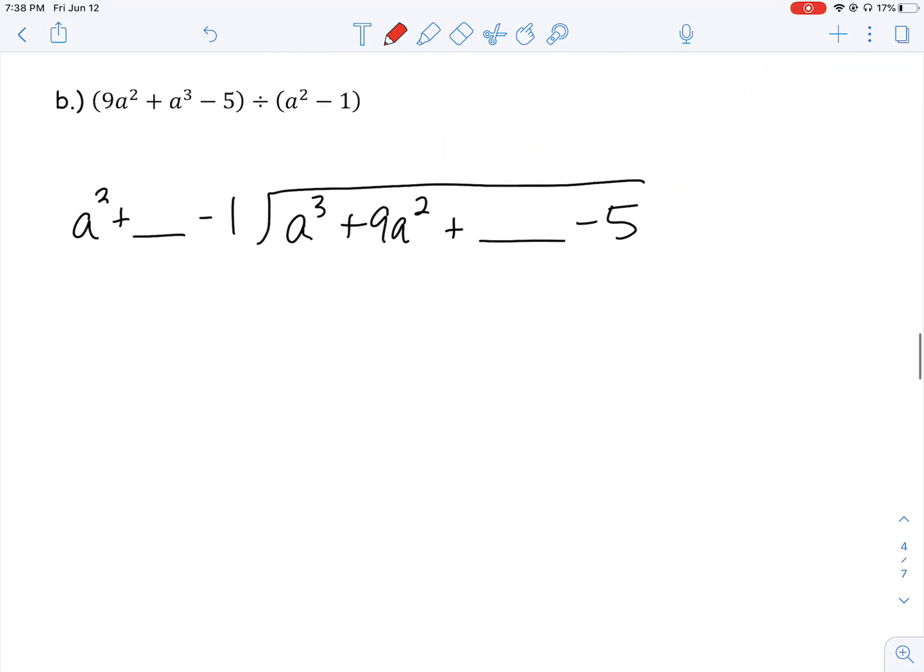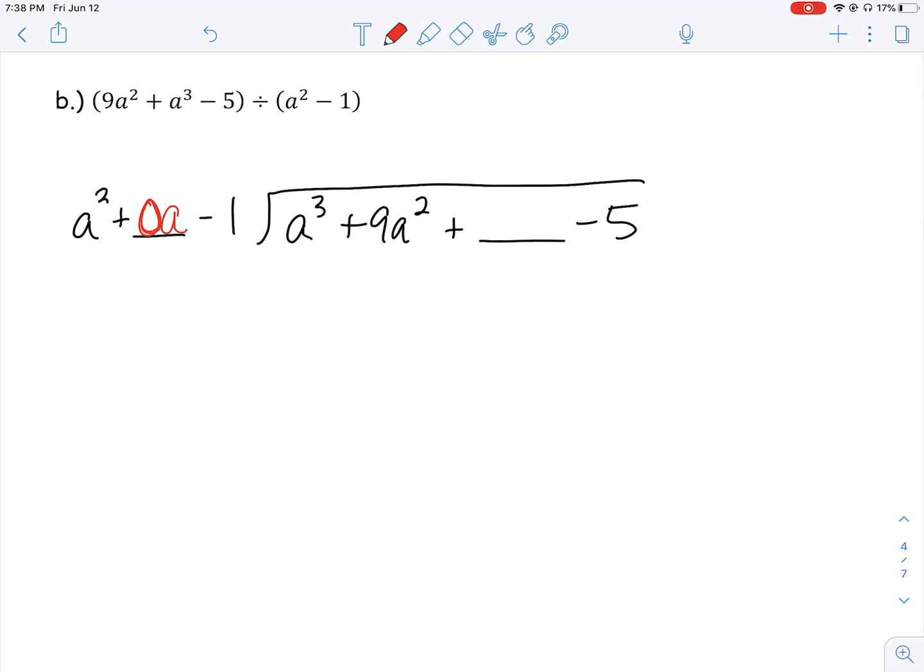All right, let's look at this next one before we do our next video. It says we're going to take our 9a squared plus a cubed minus 5, and we're going to divide it by a squared minus 1. You notice that there's two terms there, so it's a binomial. But you also notice that there's a term missing. And so when I go to do my long division, I want to make sure that I fill in those missing terms with a 0.